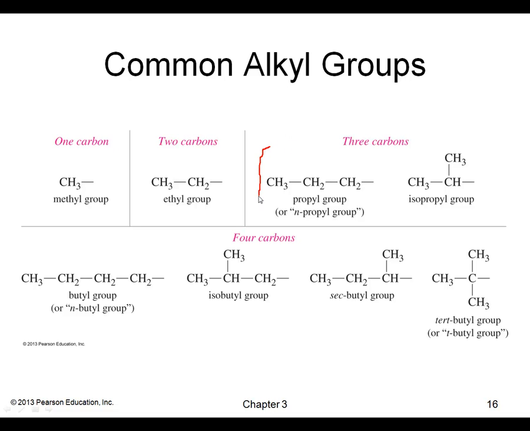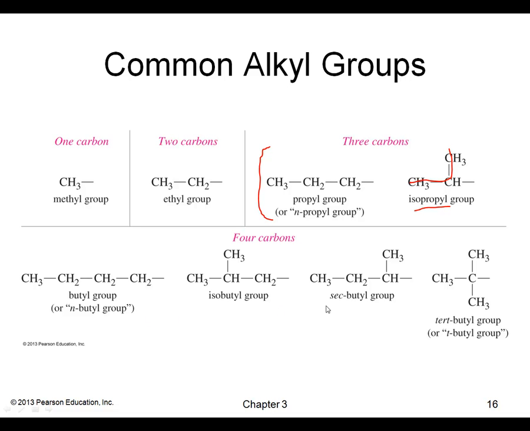So starting with 3 carbons, we start getting isomeric branches. You can have a propyl, or I can have the parent chain attached to this middle carbon, which would be an isopropyl group. Note it looks like a fishtail.